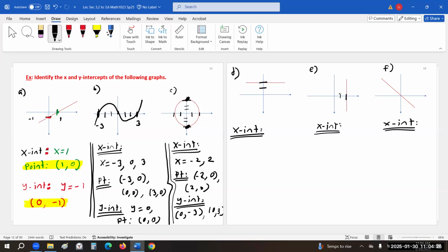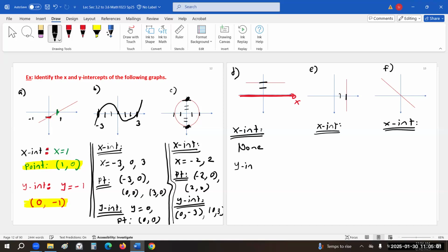So D, who would like to do D x-intercept? Remember, x-intercept is when you're crossing the x-axis. Great. None. See, this is our x-axis here. But we are not crossing our x-axis because our line is only a horizontal line. Since we are not crossing the x-axis, we cannot have any x-intercept.